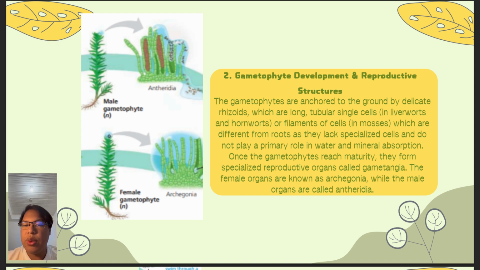Now, comparing them to roots, rhizoids are far simpler as they don't have vascular tissue, which means they don't absorb much water or nutrients compared to roots. Once the gametophyte is fully developed, it forms reproductive structures called gametangia. The male structures are called antheridia, and the female structures are called archegonia.